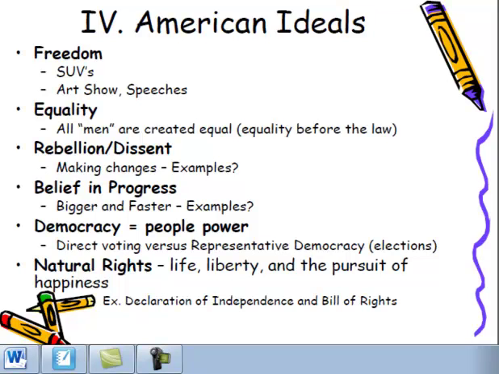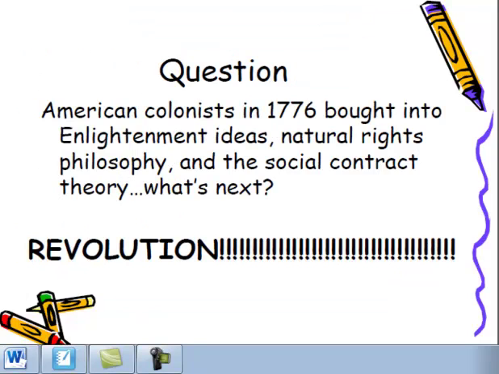And then back to natural rights. Okay, so in 1776, Enlightenment is here, natural rights, philosophy, social contract. Okay, the American colonists are questioning all of these things. And they're saying, hey, we are feeling the pressure from the big man on campus. Who's the big man on campus? Who is in control?